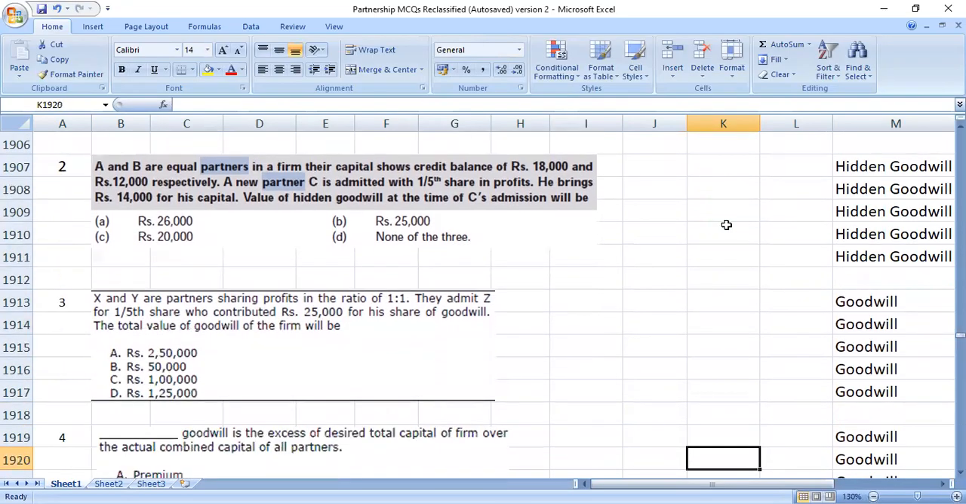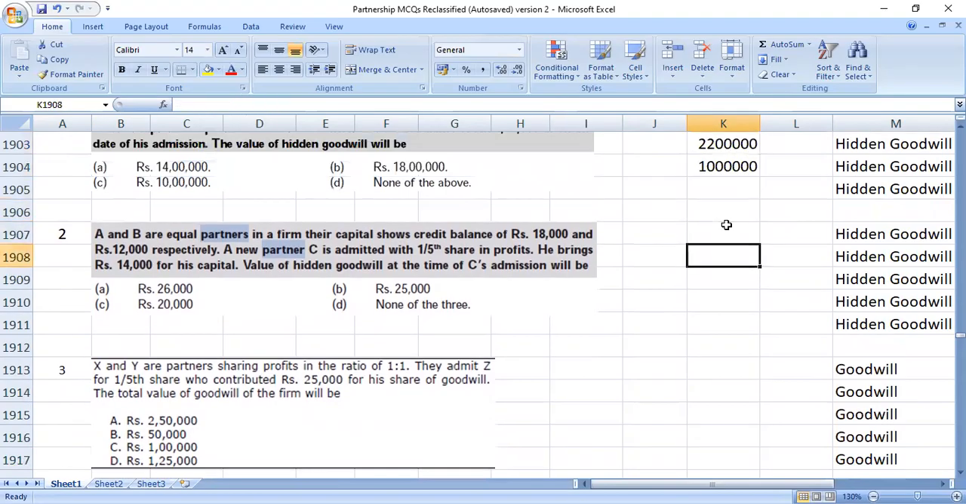A and B are equal partners in a firm and their capital shows credit balance of 18,000 and 12,000 respectively. A new partner C is admitted with 1/5 share in profits. He brings 14,000 for his capital. Value of hidden goodwill at the time of C's admission will be. Same thing we have to do here.